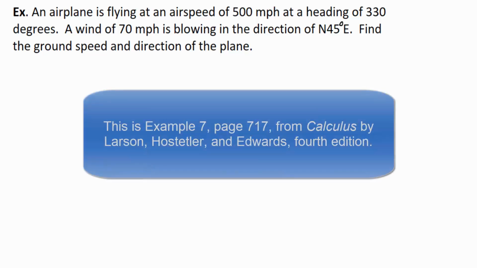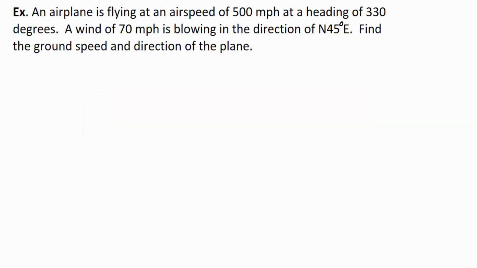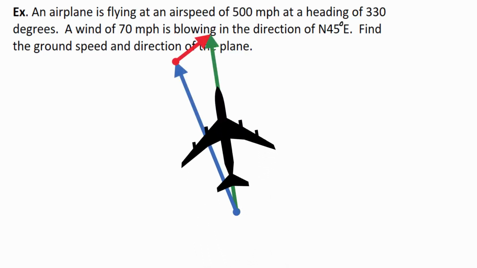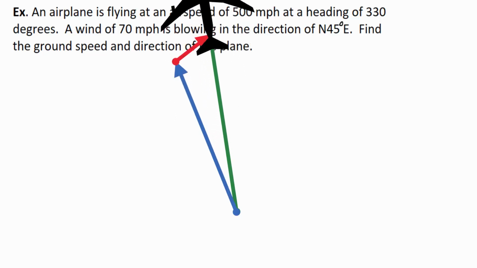Okay, so in this example, an airplane is flying at an airspeed of 500 miles per hour at a heading of 330 degrees. A wind of 70 miles per hour is blowing the plane in the direction of north 45 degrees east. Find the ground speed and direction of the plane. In other words, the pilot's instruments are measuring 500 miles per hour, a heading of 330 degrees, but that wind is going to blow it off course a little bit. So what is its true course and direction from the ground?